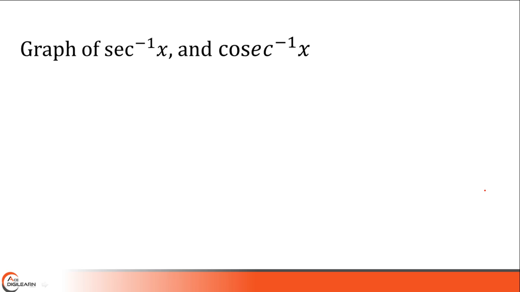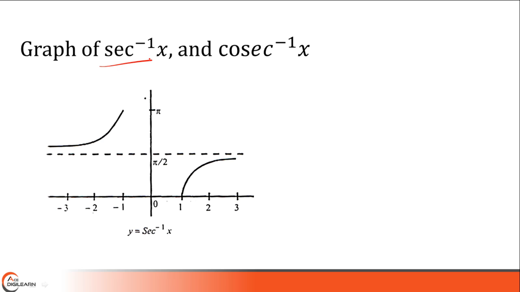Next, I am going to draw the graphs of secant inverse x and cosecant inverse x. First, the graph of secant inverse x. The domain, as we know, is mod x greater than or equal to 1. It does not lie between minus 1 and 1. At minus 1 it is pi. At pi by 2 it is not defined. This is the curve. At 1 it is 0, and at pi by 2 it is not defined. This is the graph of secant inverse x.